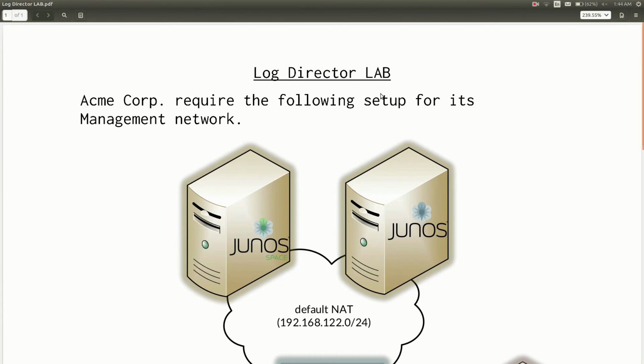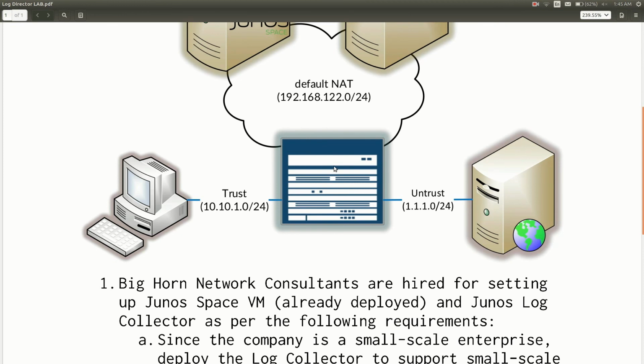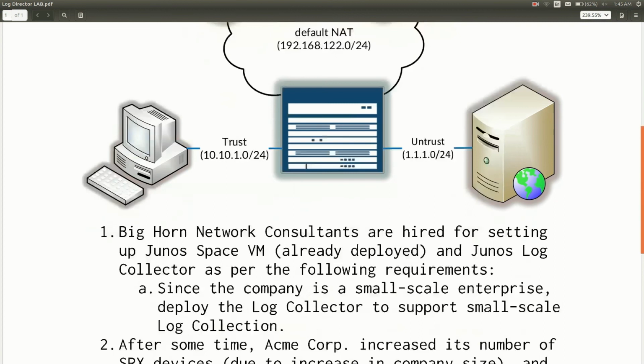Let's do a Log Director lab. The requirement is that Acme Corporation requires the following setup for its management network. We have a Junos Space server and a Junos Log Collector VM. Since it is a single VM, it should be an all-in-one VM, and that is on the management default NAT with an IP addressing scheme of 192.168.122.0/24. We have an SRX device with one arm in the trust network and another arm in the untrust network.